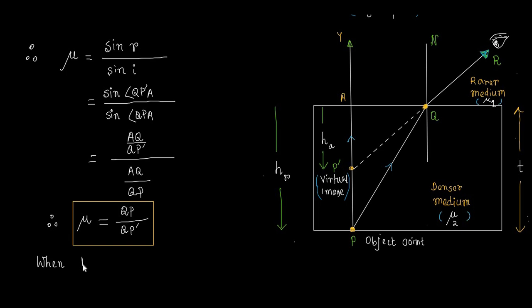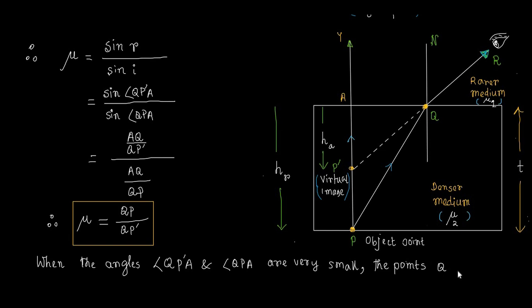When the angles i and r, that is angle QP prime A and angle QPA, are very small, in that case the points Q and A will be very close to each other.